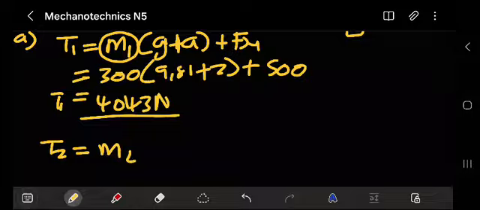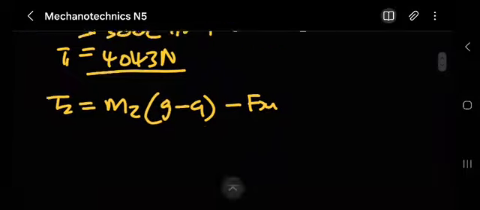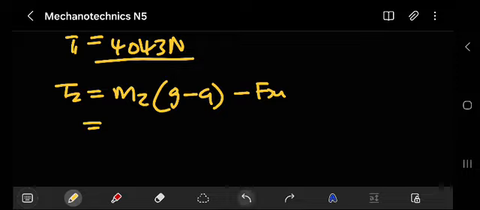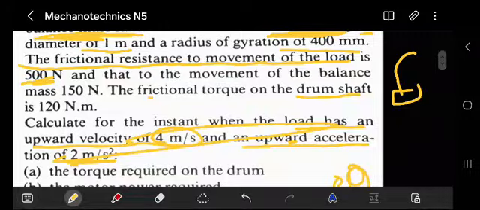Then we have T2, the slack side. We have T2, tension 2. You know that we have M2 now. This is the mass times gravity, but instead of plus you will have minus the acceleration. Instead of plus you will also have minus what? The friction force. So the mass of the balance is the balance mass, or the counterweight mass. The balance mass, let's check the balance mass.